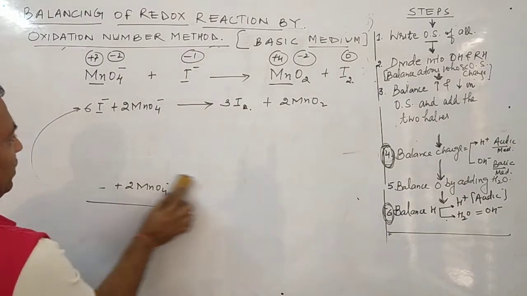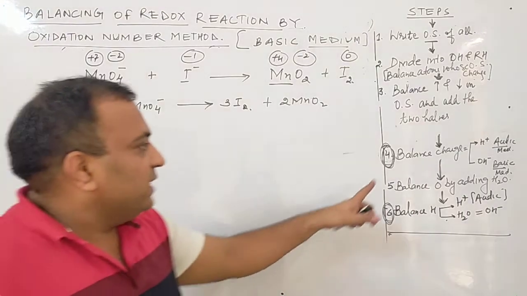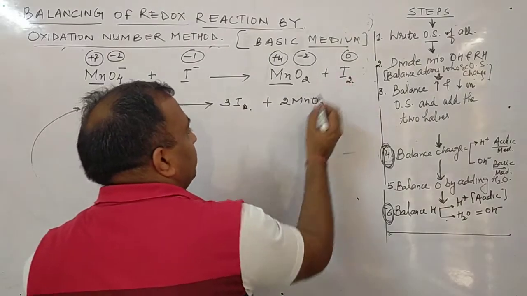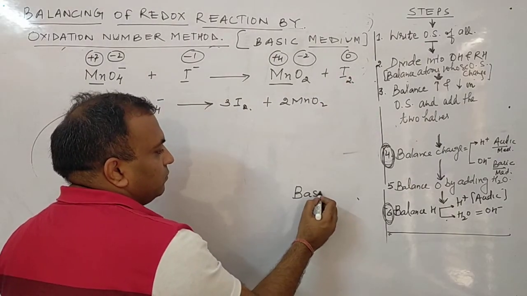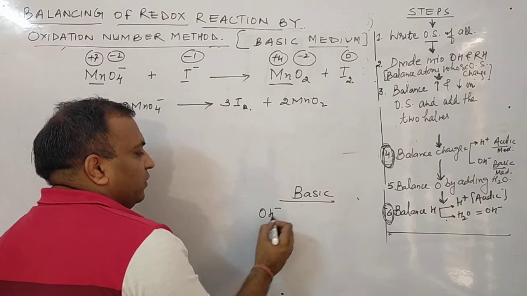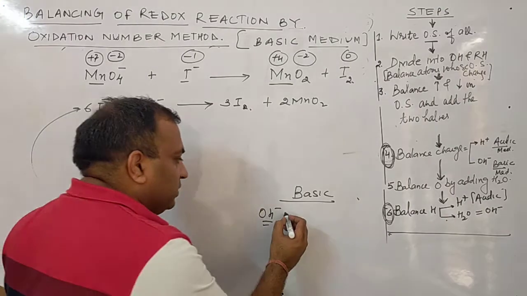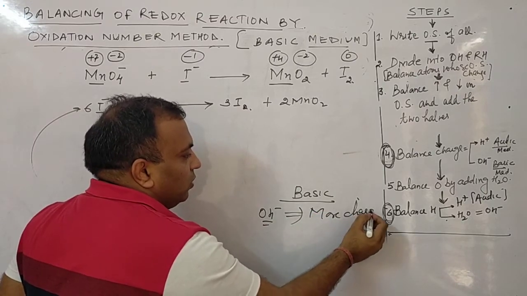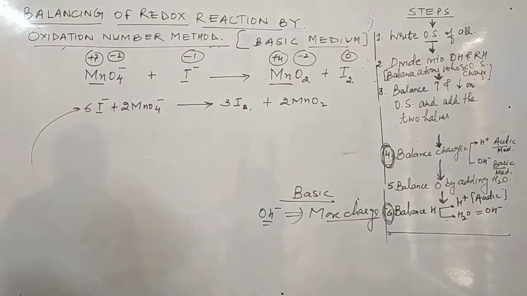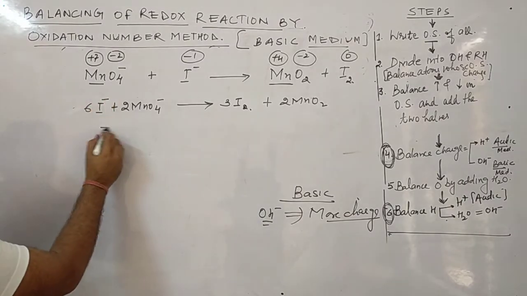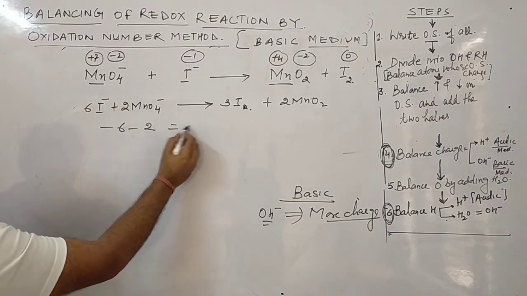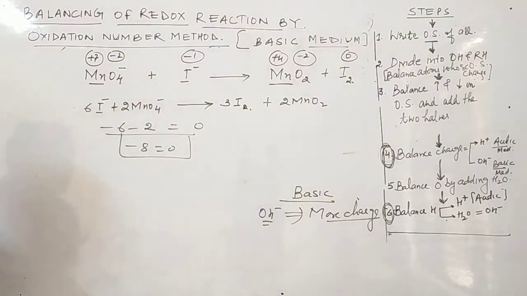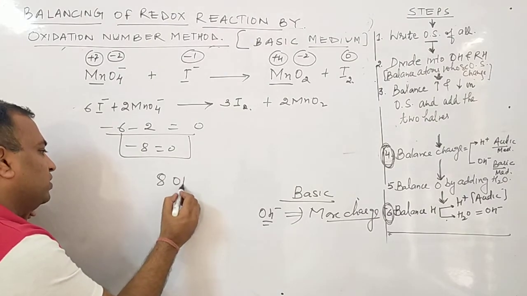नाउ नेक्स्ट, अब हमारे मेन स्टेप हो चुके हैं. Now balance the charge by adding. Medium is now basic medium. So for the basic medium, we use OH negative to balance the charge, and this OH negative is added to the side where there is more charge. ये ध्यान रखिएगा. तो चलिए चेक करते हैं चार्ज कितना है. 6 minus minus 6, this will be minus 2, 0. So minus 8 equal to 0. So we have to add 8 OH negative.